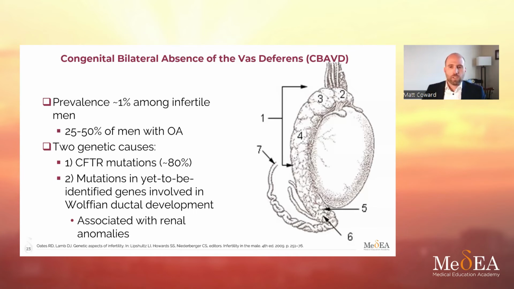And so what happens in a patient with CBAVD? They don't develop this portion of the vas, as well as this portion of the epididymis. So what they're left with is a very small head of the epididymis, sometimes non-existent, but most of the time there's a small nubbin of a head of the epididymis. So we go from this picture to this picture when a patient has CBAVD.